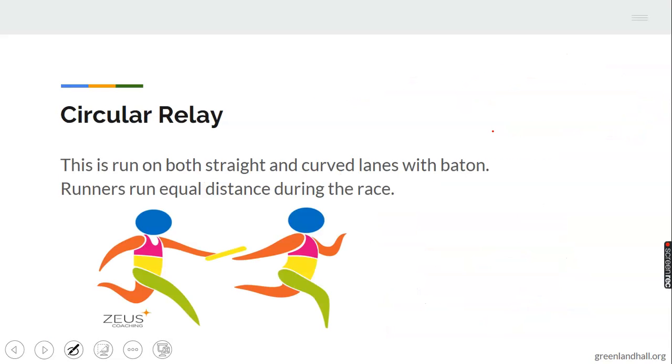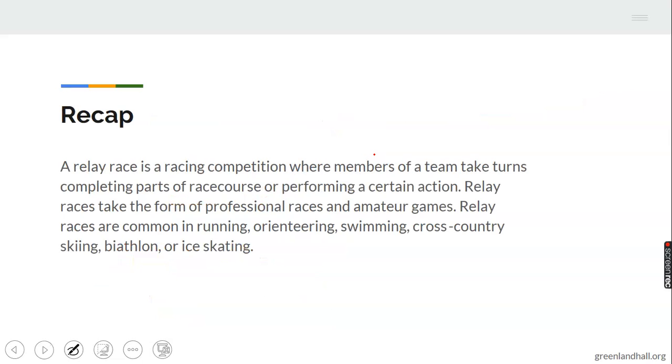That's for the medley relay. Then the third one, which is the circular relay, can also be on straight or curved lanes, but this time runners run equal distances. The first person runs 50 meters, the second person runs 50 meters, the third person runs 50 meters, and that's how it is. They run the same distance. They cover the same distance.